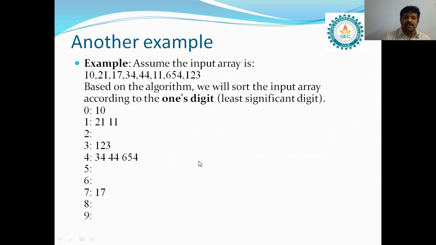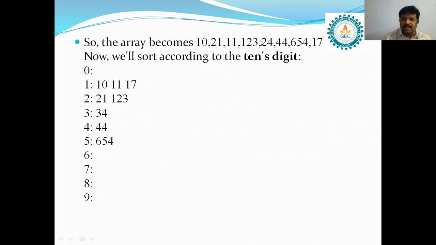This is the list. Consider the second iteration. So this is the list. Now we have to check whether all the elements are in sorted form or not. No, these elements are not in sorted form. We have to sort these elements. How can we sort these elements? Depending upon the values at the tens place.